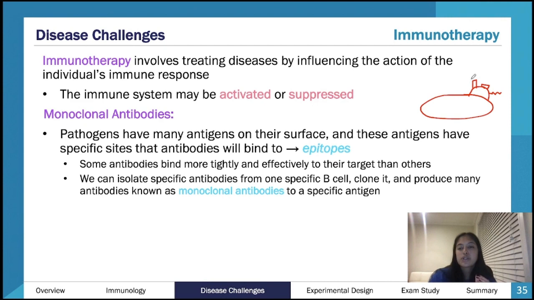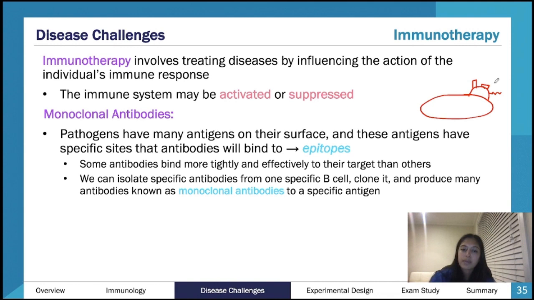So you can see that things can be specific for an antigen, but then they can be even more specific to certain epitopes on that antigen. That's why you can have, for example, three different antibodies for one antigen. So that's the idea there. Some antibodies will be more effective for the epitopes than others.